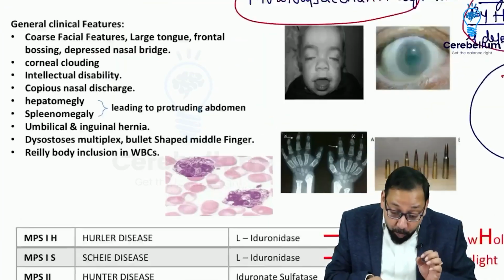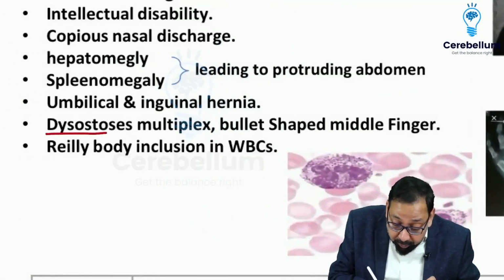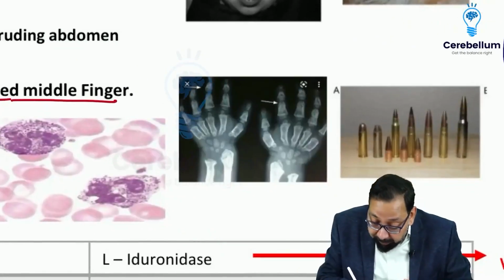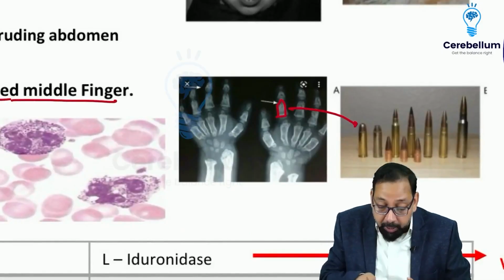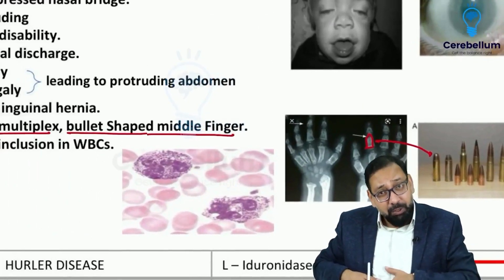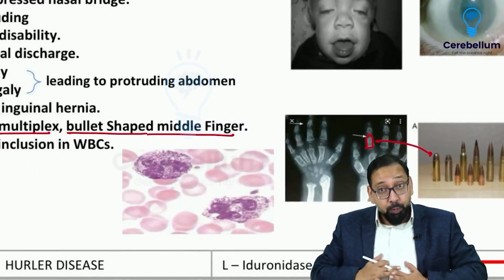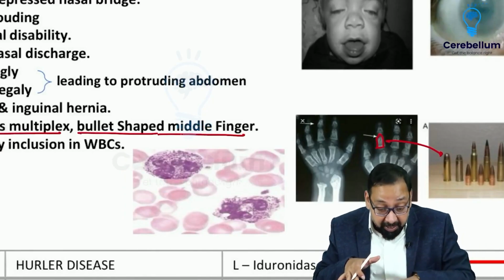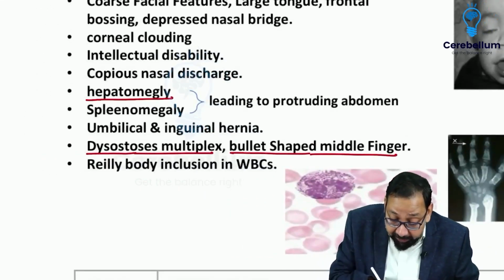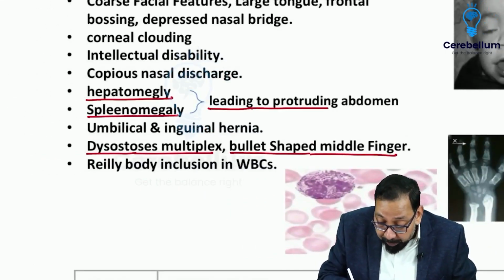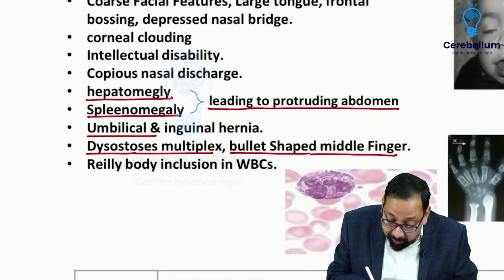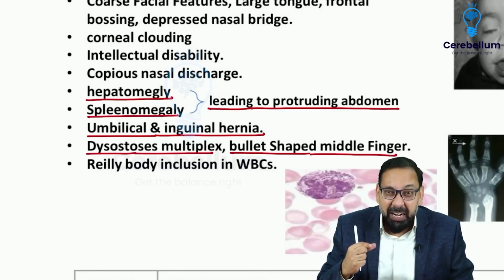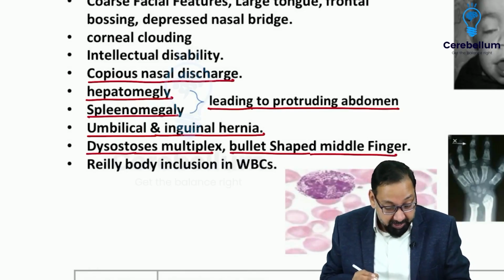They will deposit in bone to produce dysostosis multiplex, with bullet-shaped middle phalanx. This is the bullet-shaped middle phalanx. They will deposit in the liver, causing hepatomegaly, splenomegaly, and protuberant abdomen. They will produce pressure, so there would be herniation, umbilical and inguinal hernia. Also copious mucus nasal discharge in mucopolysaccharidosis.